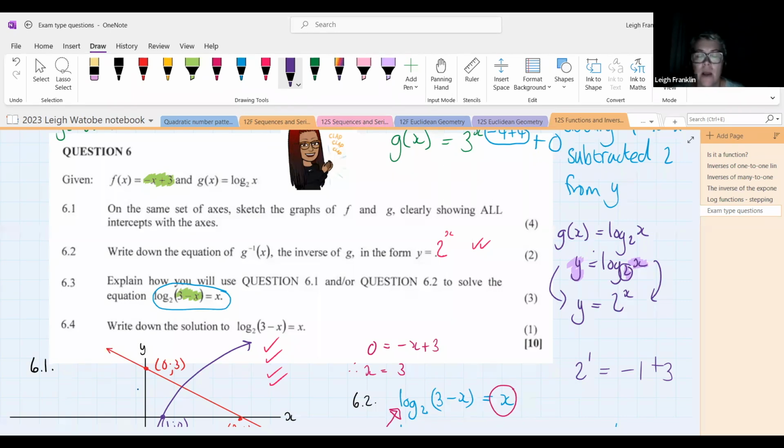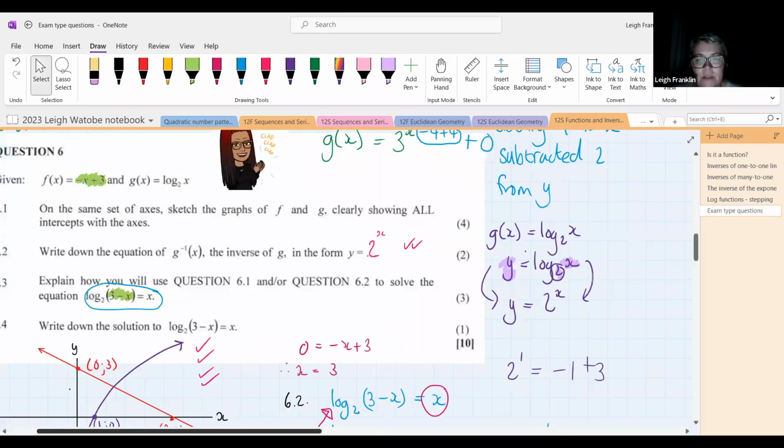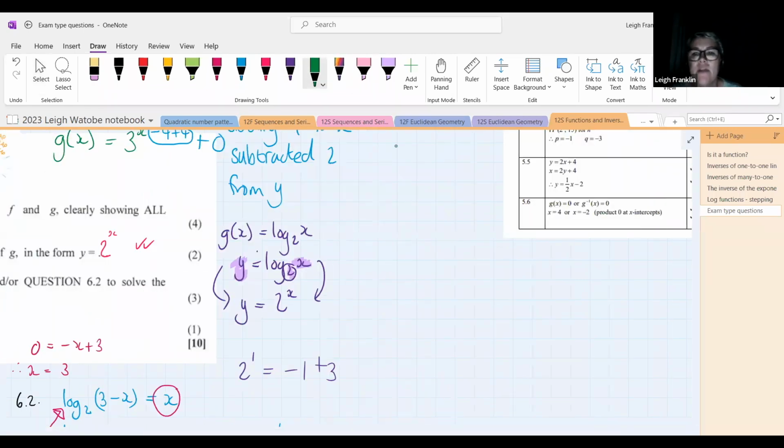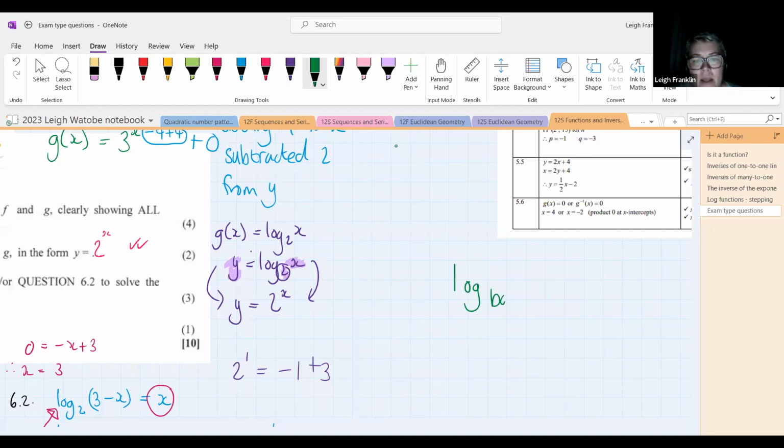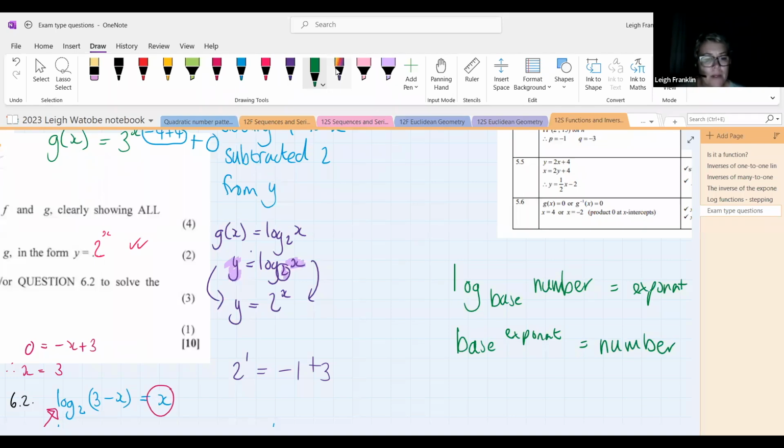Another way of looking at that, let me just do it over here on the side. Another way of doing it would be like this. Log base number, you guys have seen me write this lots of times, equals exponent. Then it would be your base to your exponent equals your number. So that's how you would go back the other way. Okay, Mihlali, does that make sense? That's all we were doing.